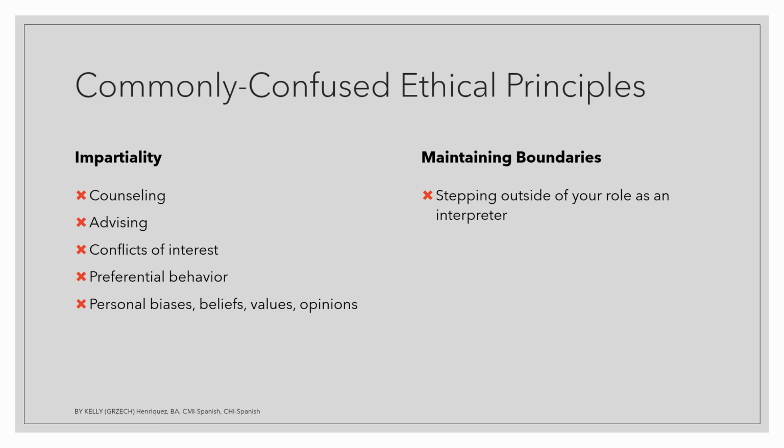Maintaining boundaries. When you're maintaining boundaries, you should limit your personal involvement. You should also, and this is incredibly important, not create expectations that the interpreter role cannot fulfill. So if you push a patient in a wheelchair when someone asks you to, then they might expect the next interpreter to do that too. So impartiality is all about exhibiting preferential behavior and letting those biases, beliefs, values, and opinions interfere with your interpretations, whereas maintaining boundaries has to do more with the roles and the responsibilities within those roles and stepping outside of those. Similar, but different.